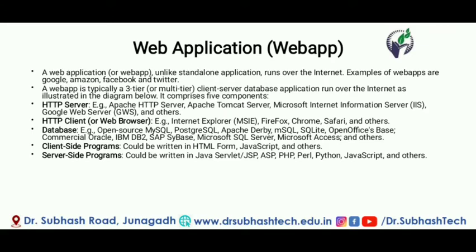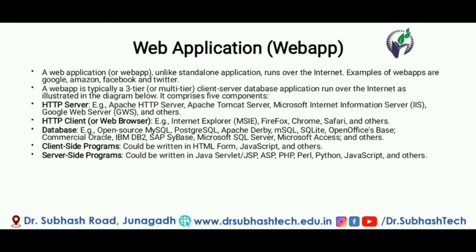Then it comprises these 5 components. First one is HTTP server, second is HTTP client, third is database, fourth is client side programs, and the fifth is server side programs. These 5 components make up the main 3-tier architecture, or we can say the web application. Generally a web application is built on the 3-tier or multi-tier architecture, and all these 5 components are needed for that application. First one is HTTP server.